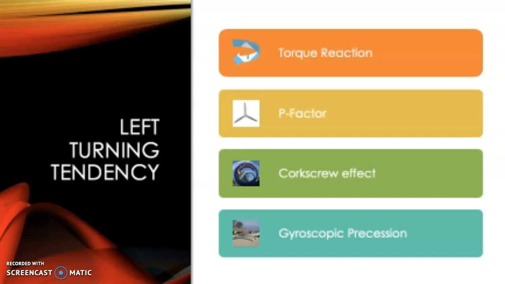Start with torque reaction. Most Western aircraft have engines that rotate clockwise when viewed from the cockpit. That's where torque comes into play. As you throttle up your engine for takeoff, the right turning direction of your engine and propeller forces the left side of your airplane down toward the runway. When the left side of the airplane is forced down onto the runway, the left tire has more friction with the ground than the right tire, making your aircraft want to turn left.